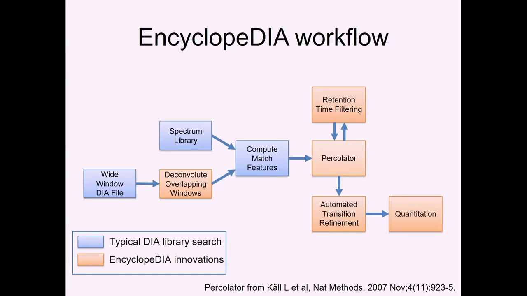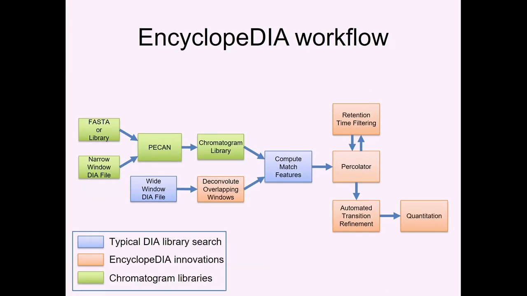So this is the workflow that we have now. We have a FASTA file or initial library or a query set. You have narrow DIA data files. You take Pecan, which has a lot of high sensitivity to deal with these fairly large multiple testing problems. We then generate a chromatogram library, which is the things that we feel we can detect in that individual sample. And now we have the wide window DIA file. We deconvolute the overlapping windows, and we then use this to calculate our score, et cetera.